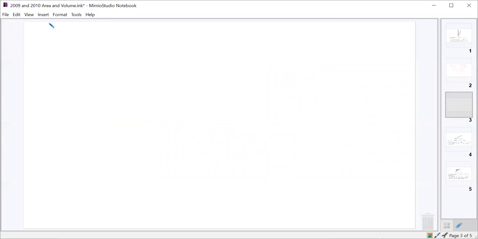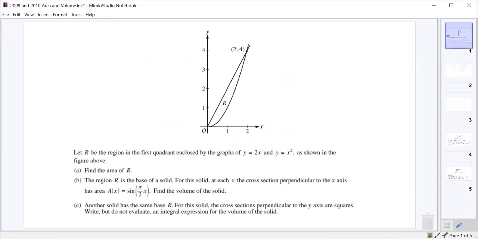Let's talk about part B. So part B says that the region R is now the base of a solid, and at each x, the cross section perpendicular to the x-axis has this weird area, sine of pi over 2x. So we're not given a normal shape. It's not a square or a triangle or something, but they give us the area formula. And so in order to find the entire volume of this solid, all we have to do is integrate the area formula across all of the x values. So we're just going to integrate sine of pi over 2 times x from 0 to 2.